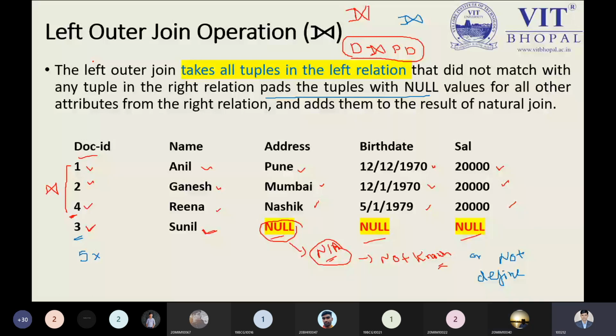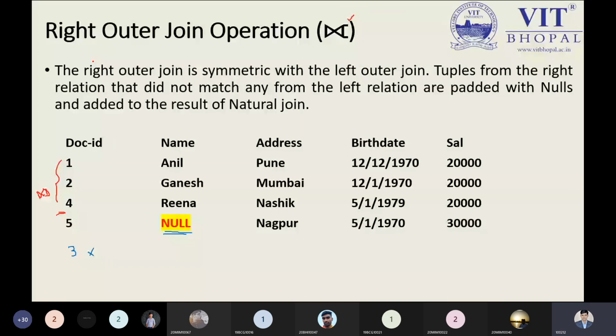So just like the left outer join, we have the right outer join. See this example. In the right outer join, what am I doing? I'm doing doctor right outer join permanent document relation. Please focus on the symbol. It tells us to pick the common things from the first column, so 1, 2, 3 will come over here.